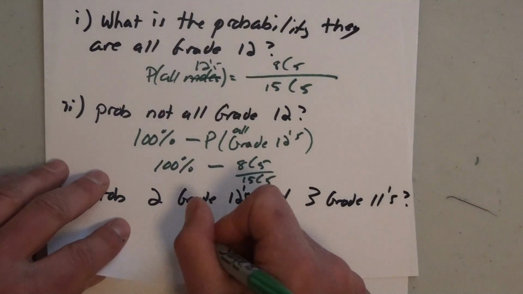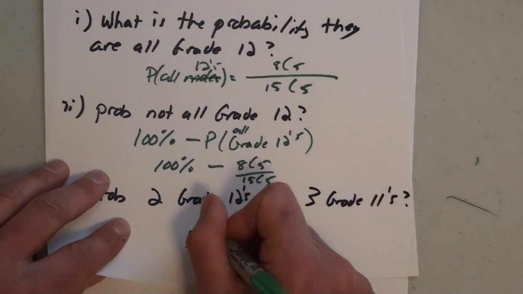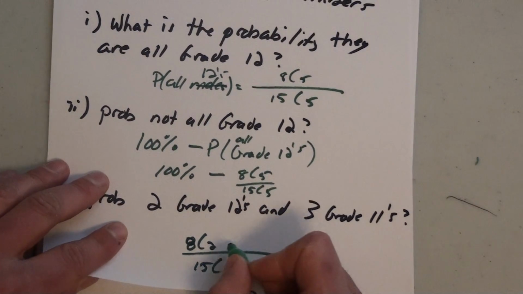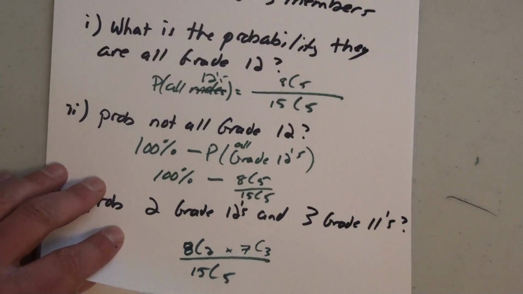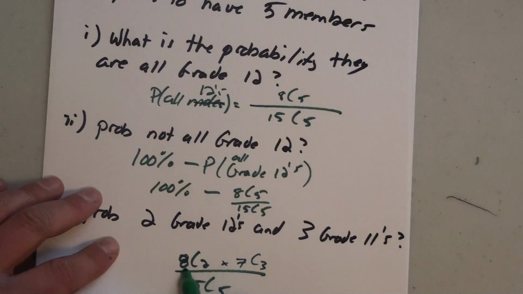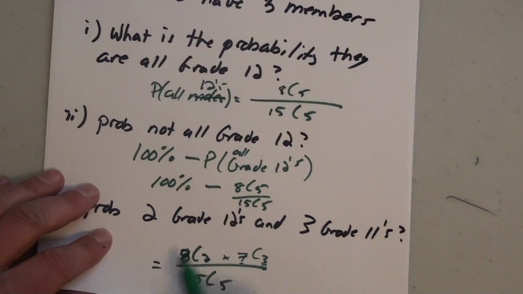So I need 2 out of the 8, so 8 choose 2, that's my grade 12s, times my grade 11s, there were 7, and I need 3 of them. So you have 2 grade 12s and 3 grade 11s divided by your total. Okay? And again, you put that in your calculator and you get those numbers and you work with them.